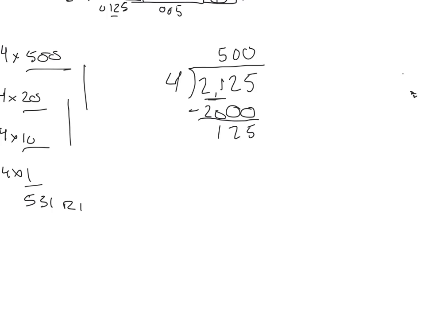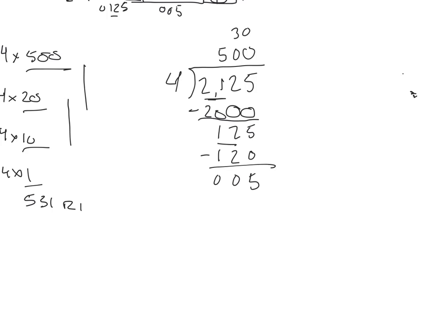I'm going to look at, okay, I see 12 right here. So 4 times 3 is 12. So up here I can put a 3, but I know in order to get 120, I'm going to have to make it 4 times 30. And so I'm going to subtract. 5 minus 0 is 5. 2 minus 2 is 0. And 0, so I have 5 left.